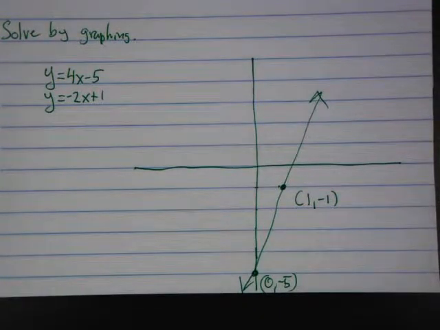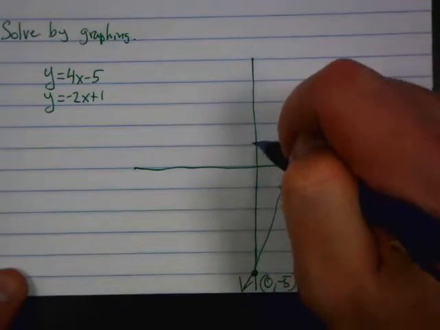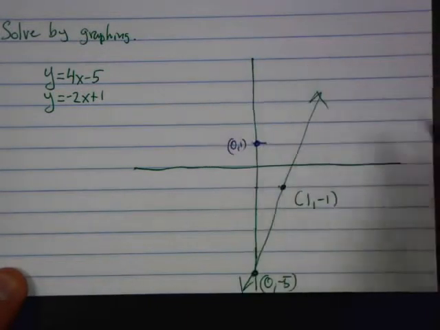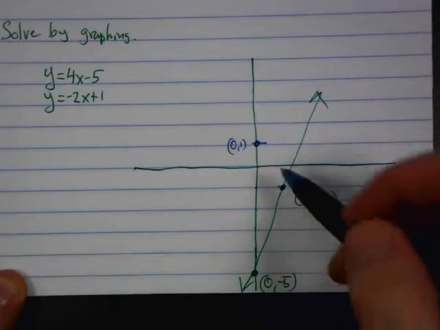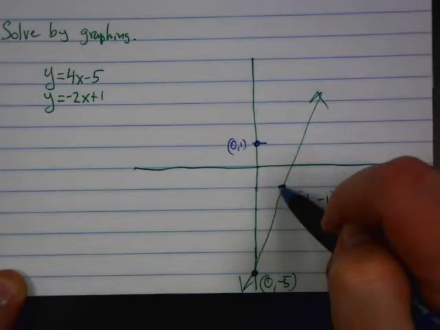How would you graph y equals negative 2x plus 1? Same way, right? Set the y at 1. Pretty much the same way. Start at your y-intercept, (0, 1). And then you would go down 2 over 1. We happen to hit right there.